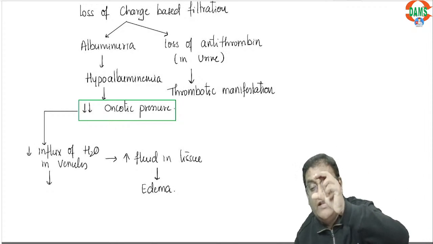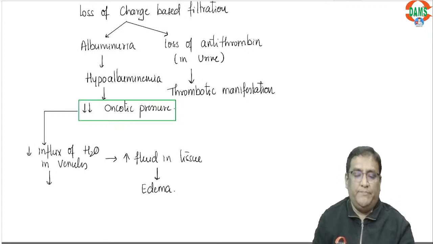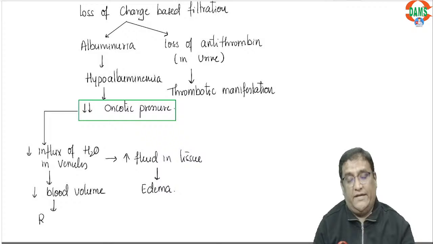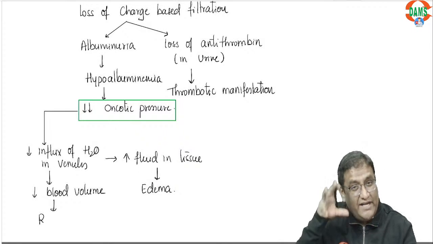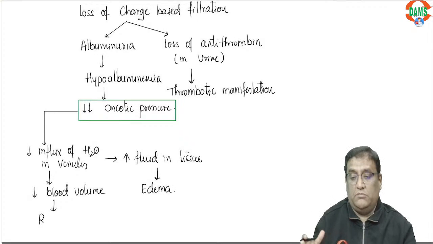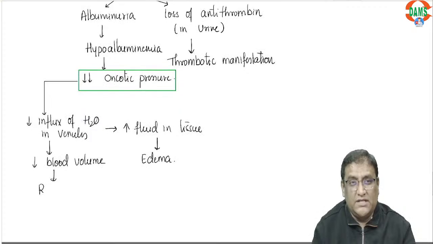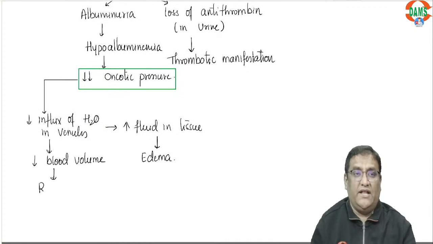Now, more important than this: if influx of water in the venule is less, can you comment upon intravascular volume in the venule side? Tell me now, what is happening to the intravascular volume in the venous side? Intravascular volume is decreased. Decreased blood volume in the venous side. It is not like a shock. Don't get confused. So there is a slight decrease in the blood volume. It is not as bad as what you have got, what? Shock.